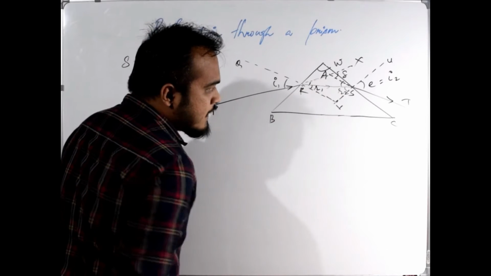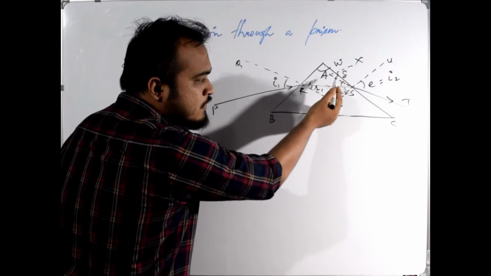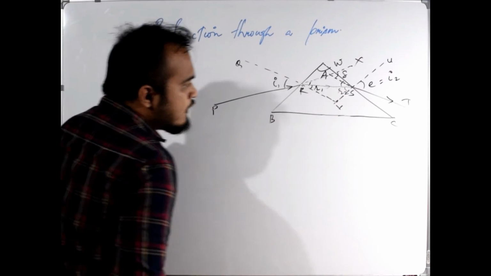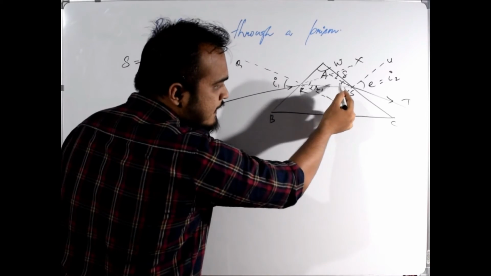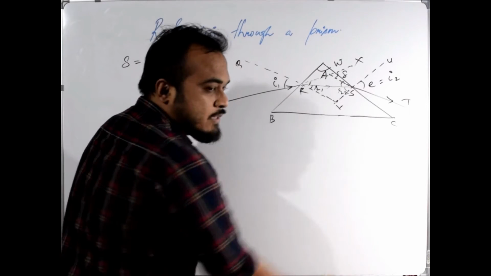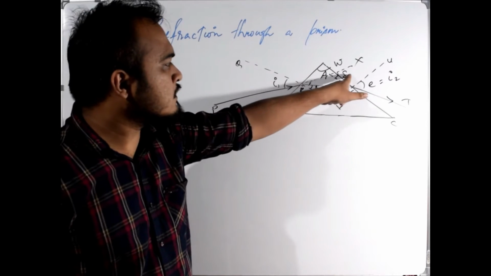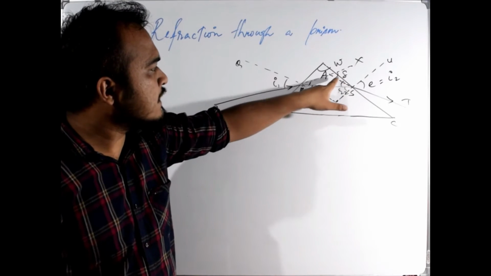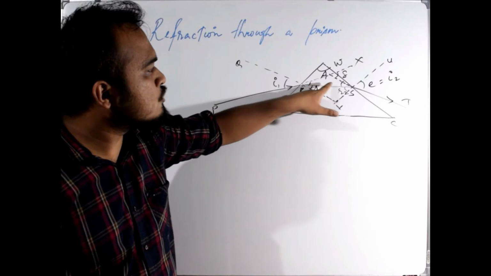What can we write from this diagram? So delta will be equal to this angle plus this angle. Why? Because the external angle is equal to the sum of two internal angles. Here delta is the external angle and these two angles are the internal angles. So we can say delta is equal to the sum of these two angles.